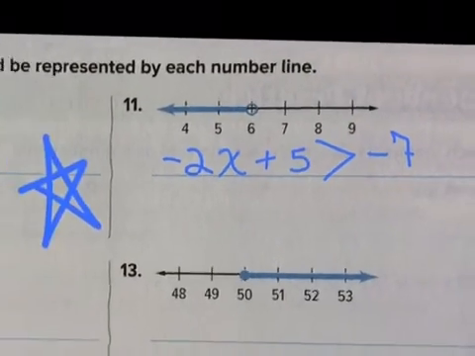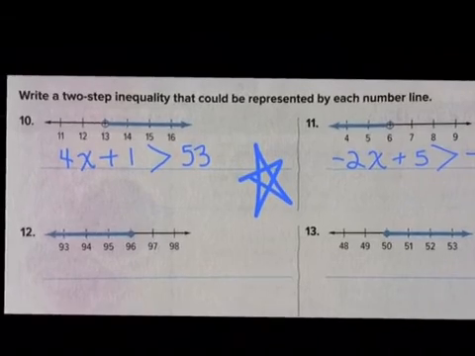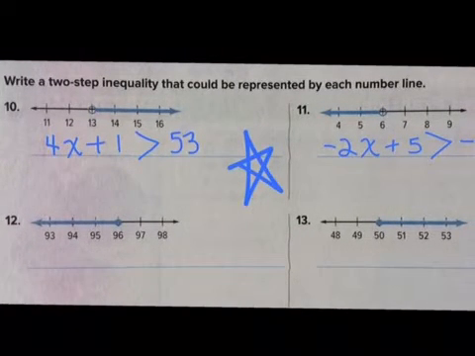I want you to go ahead now and try 12 and 13 on your own. And keep in mind that for 12, your x value has to be equal to or less than. And for 13, it has to be equal to or greater than. This is a key answer. See you in class.